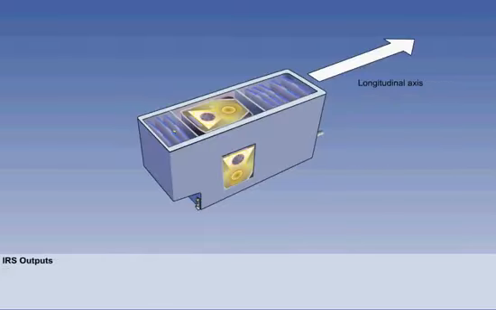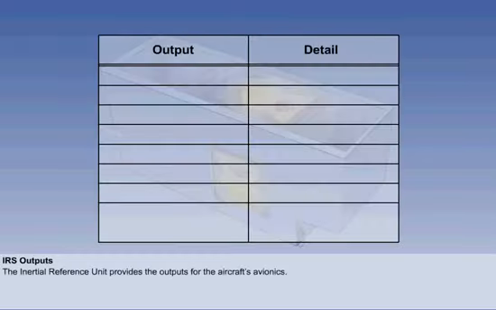Let's look at the outputs of an IRS and see how they compare with a traditional INS. This is an inertial reference unit. It provides the outputs for the aircraft's avionics. Firstly, it gives primary pitch and roll attitude. That was also provided by the INS.